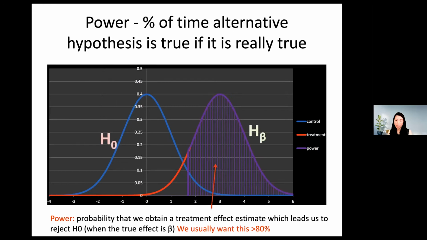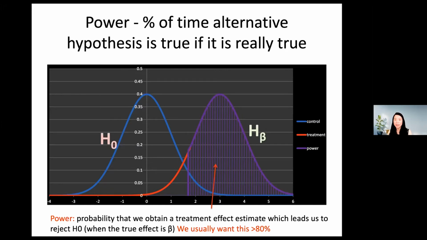So the power here means the probability. The purple area on this graph shows the power, which is the probability we obtain a treatment effect which leads us to reject the null hypothesis. So usually we want this probability to be larger than 80%. So the power we usually want to set to more than 80%.